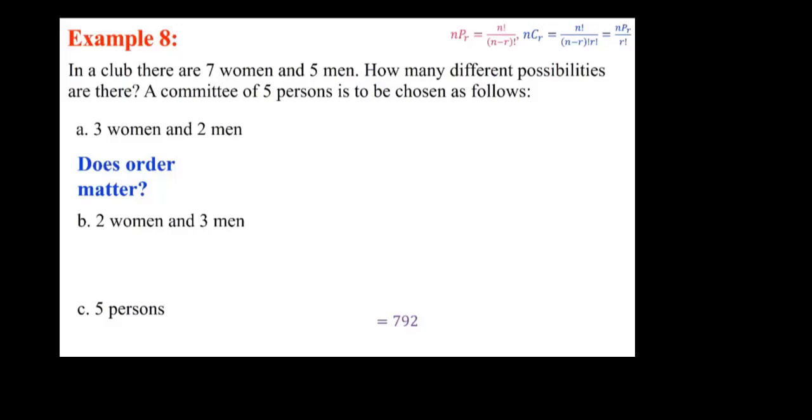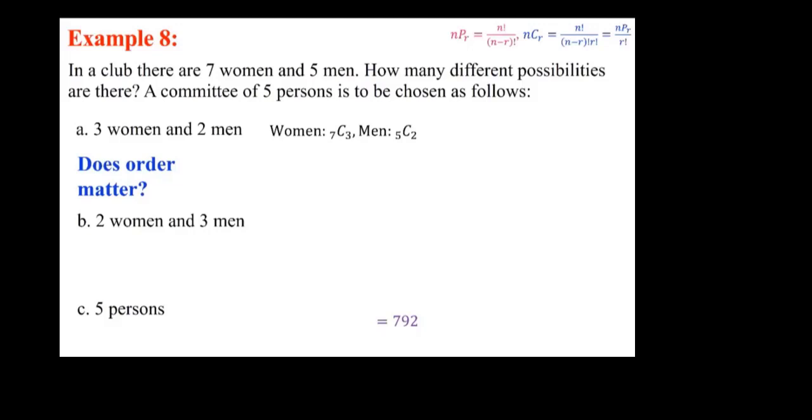Women and men. How many women? How many men? The way we come up with the women is a combination of 7 choose 3. Same thing for men. Combination of what? 5 choose 2. So now the fundamental principle of counting says multiply these 2 numbers.